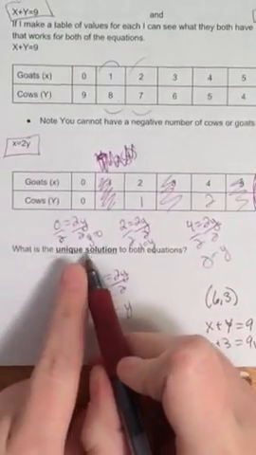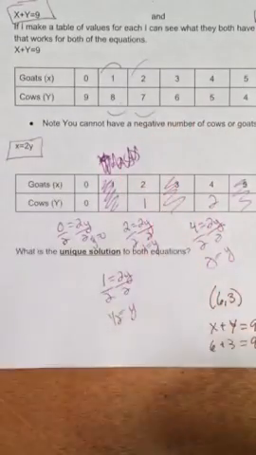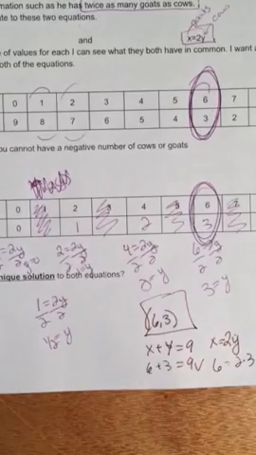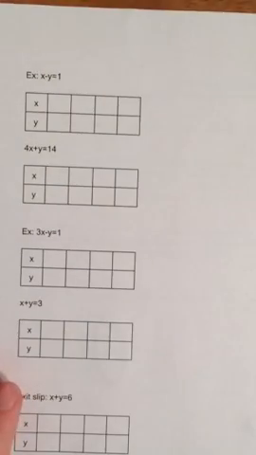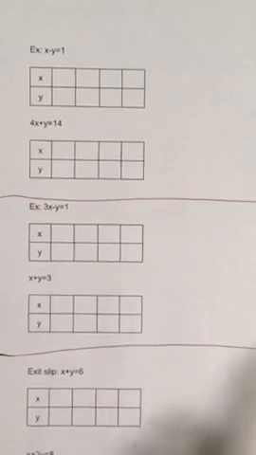Okay, so that one's kind of a long one. So it says, what is the unique solution to both equations? So unique means one. There's one solution that fits for both of them. And that unique solution is 6, 3. Okay, so hopefully you won't have to go through so much work in the next ones. But we'll go through this. So you guys might want to see how it says example, those two go together, these two go together, and then the final two go together. Okay, so you don't confuse yourself.